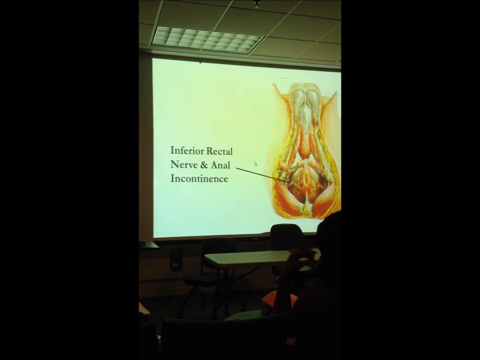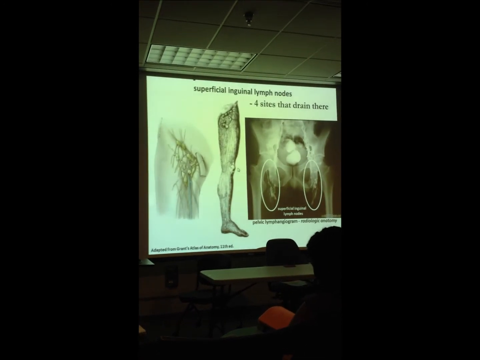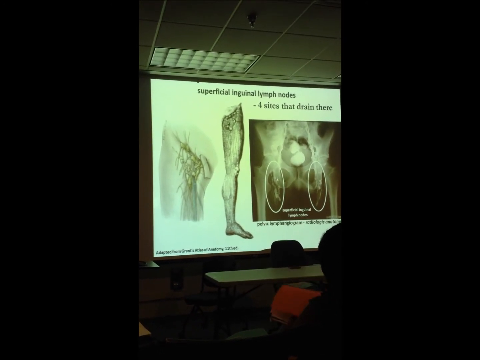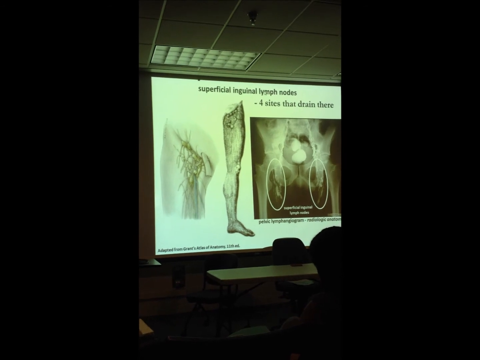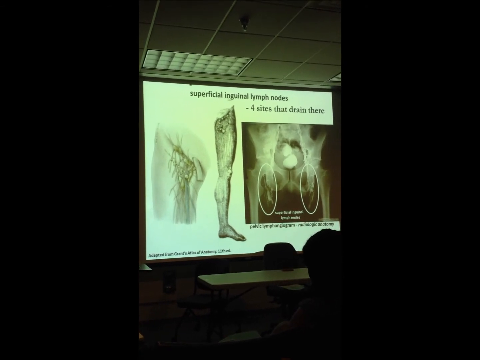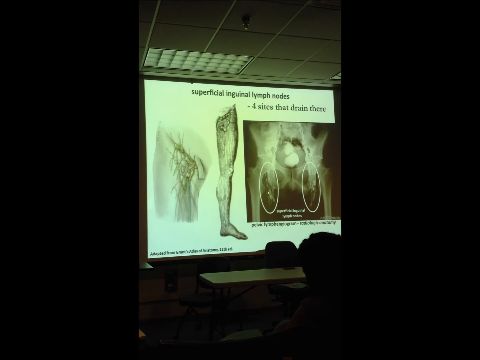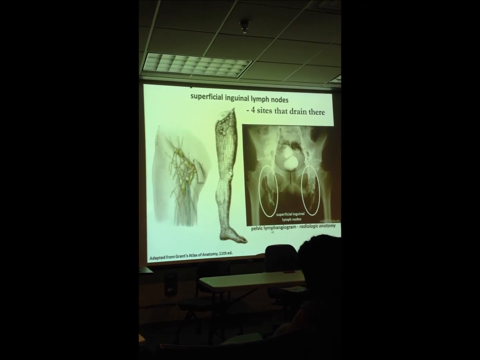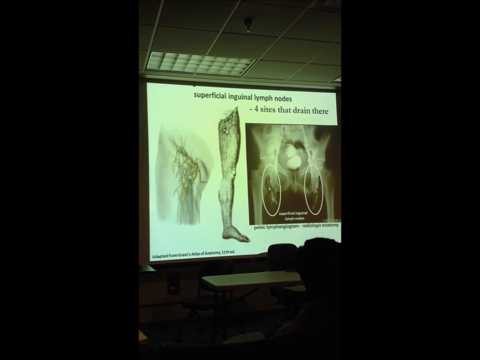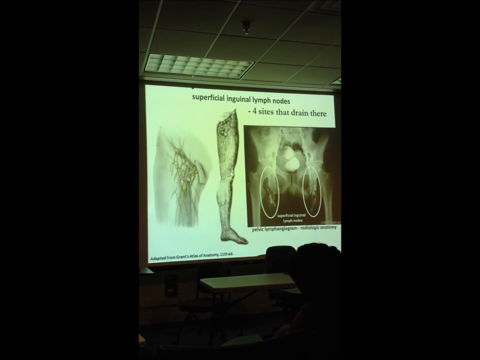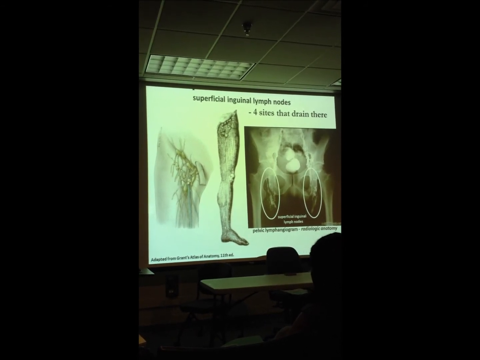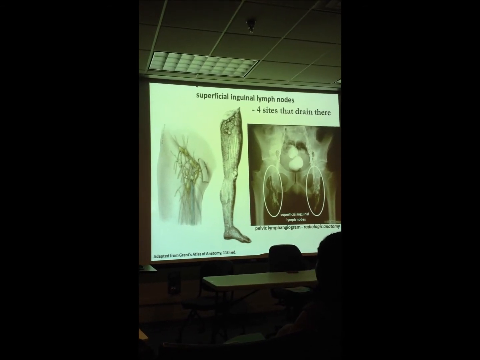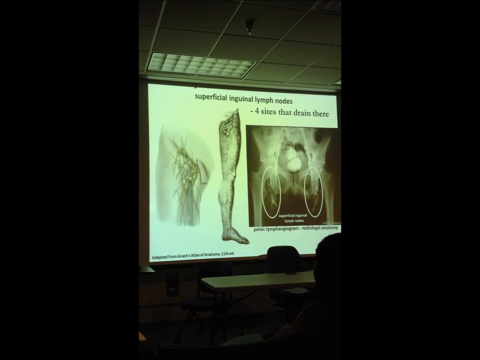All right, okay. Slide 26. Slide 26 has to do with these things called superficial inguinal lymph nodes. This is a lymphangiogram, and it shows those things. Here's what they look like if you dissect them. They didn't look like this in our lab, but if you're devoted to seeing these things, you can make them look like this, I suppose.